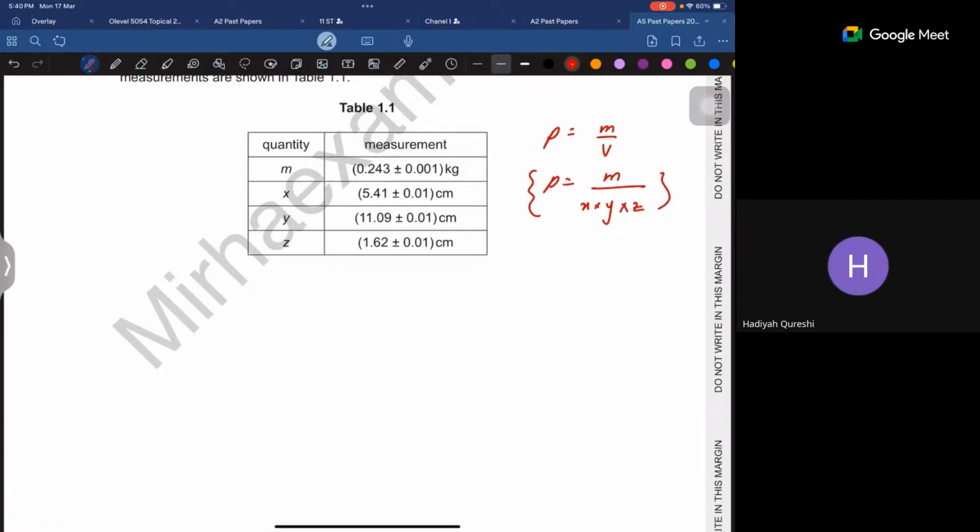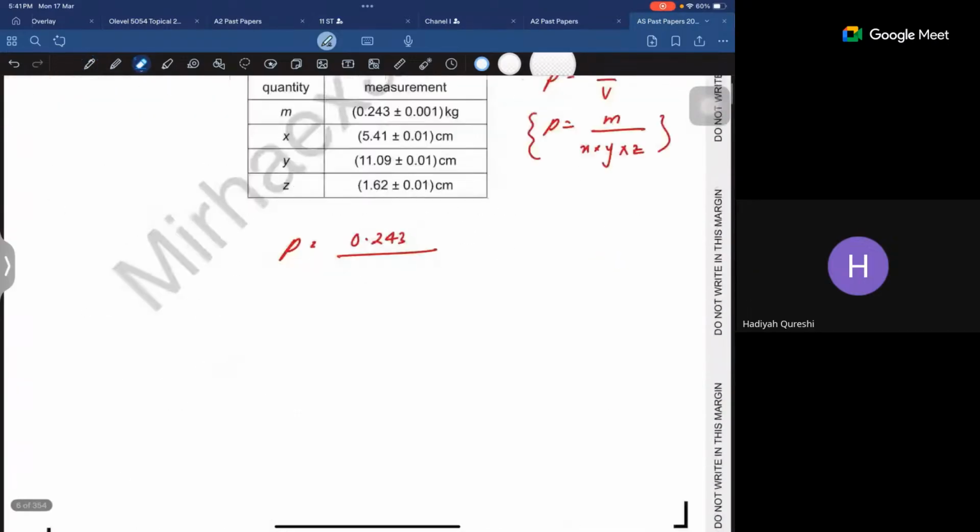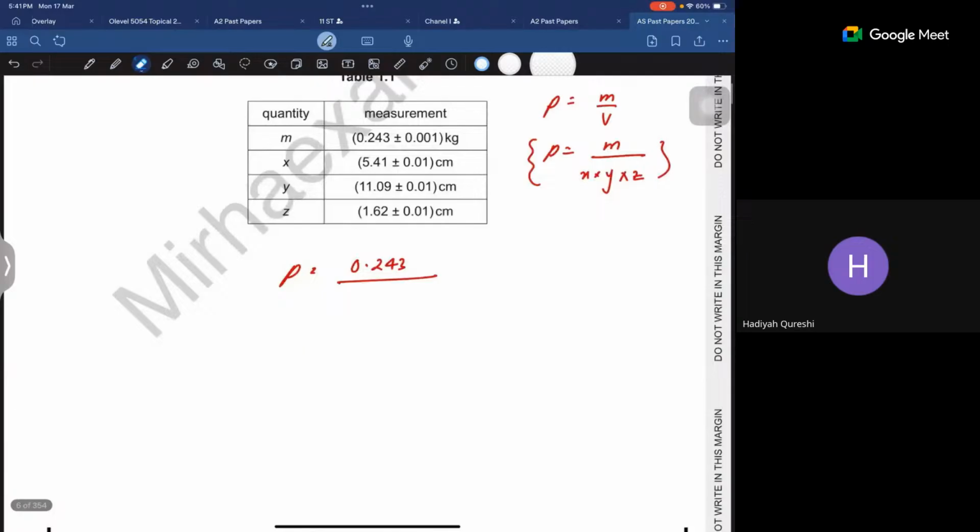Okay. So mass is going to be 0.243 kg. X is 5.41, and this is in centimeters. That's not fair. I don't know if they're asking us in meters. They are asking us in meters, so we're going to change this. For this one, I'm going to write divided by 100, 0.0541. In fact, let's do it quickly: 0.0541 times 0.1109 times 0.0162.